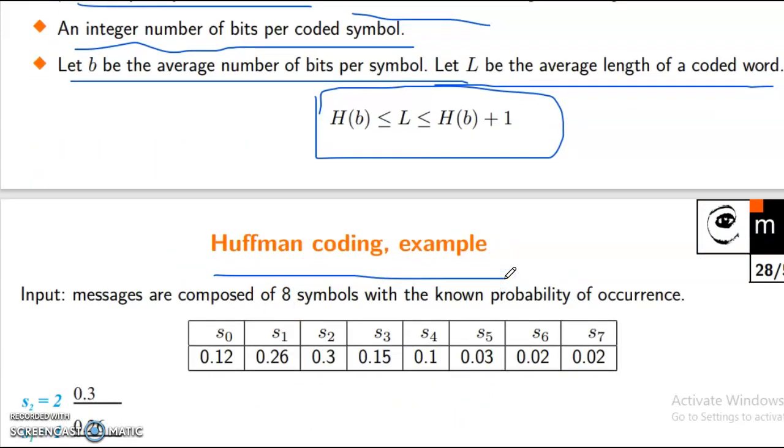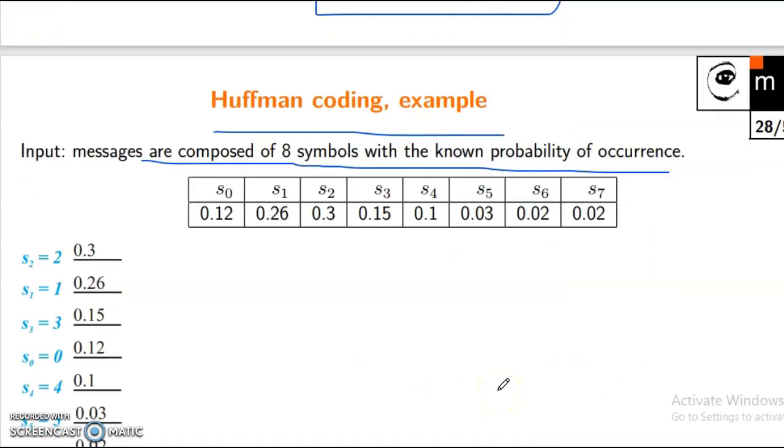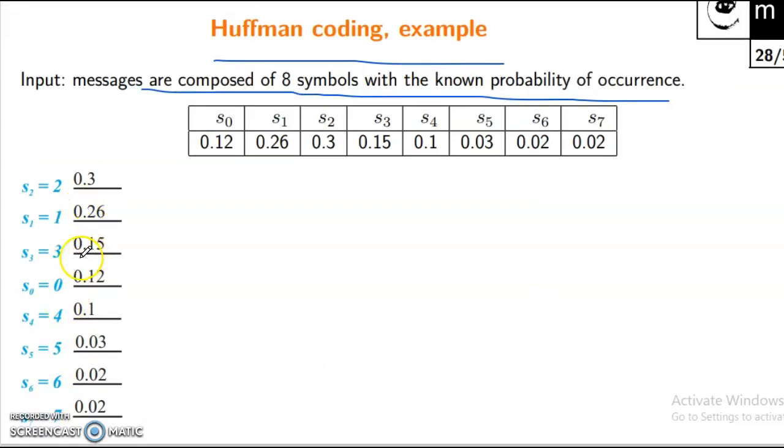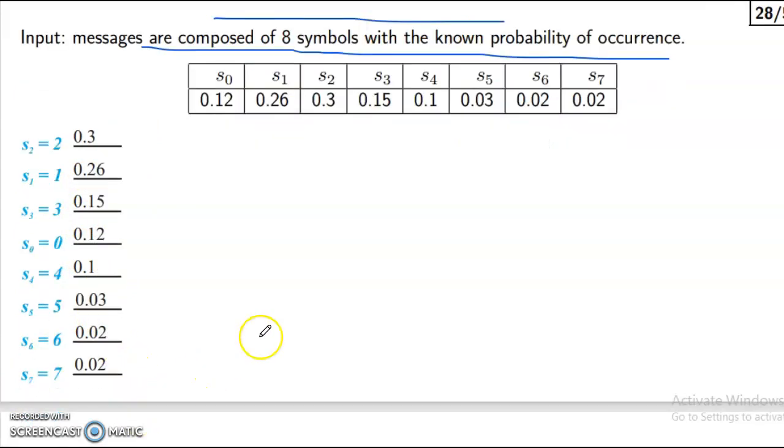Huffman coding example. Input messages are composed of 8 symbols S0 to S7 with known probability of occurrence: 0.12, 0.26, 0.3, 0.15, 0.1, 0.03, 0.02, 0.02. Sorted: S2 0.3, S1 0.26, S3 0.15, S0 0.12, S4 0.1, S5 0.03, S6 0.02, S7 0.02.